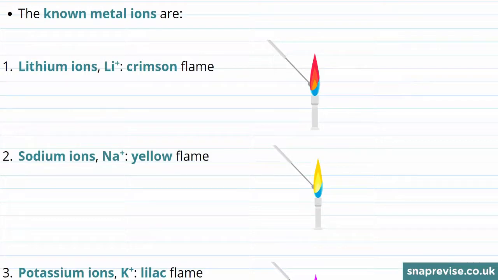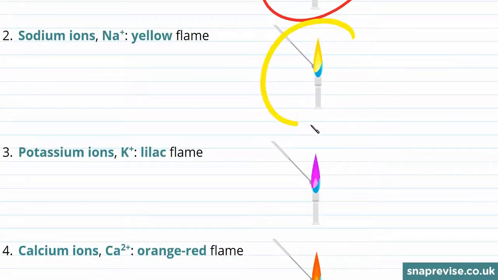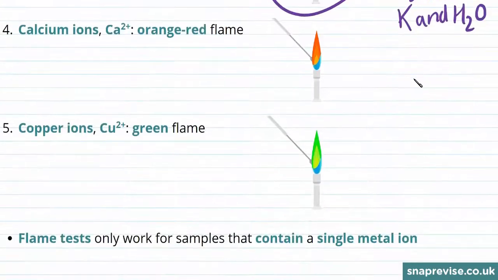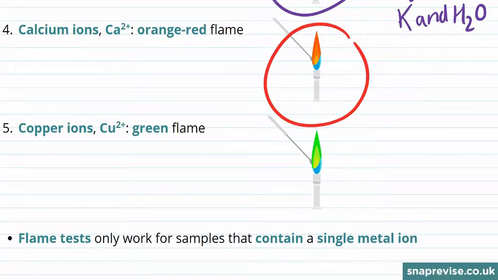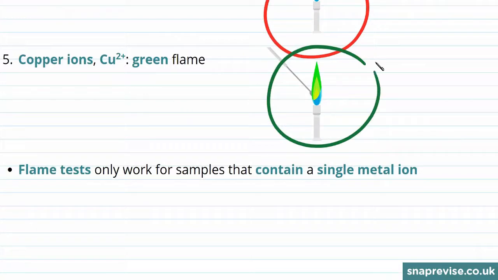The lithium ion, Li+, which burns with a crimson flame. The sodium ion, Na+, which burns with a yellow flame. The potassium ion, K+, which burns with a lilac flame, which is also the lilac flame that you'll see in a reaction between potassium and water. Calcium ions, Ca2+, will burn with an orange-red flame. And finally, copper ions, Cu2+, will burn with a distinctive green flame.